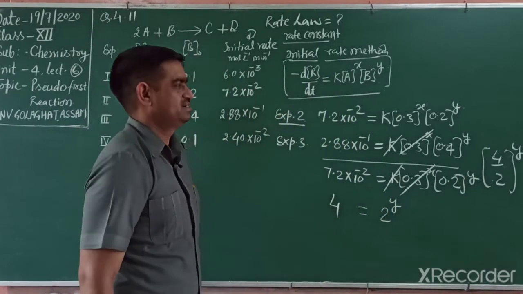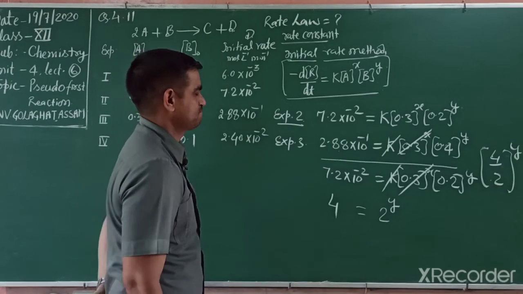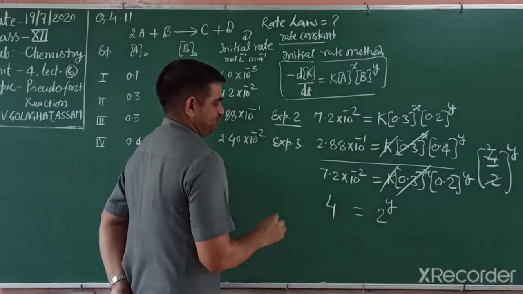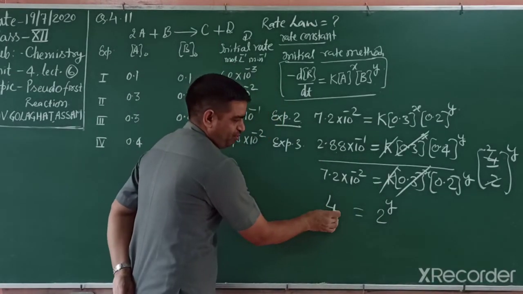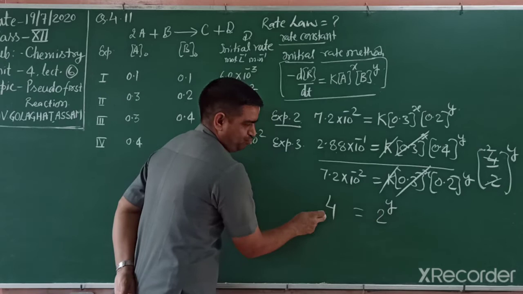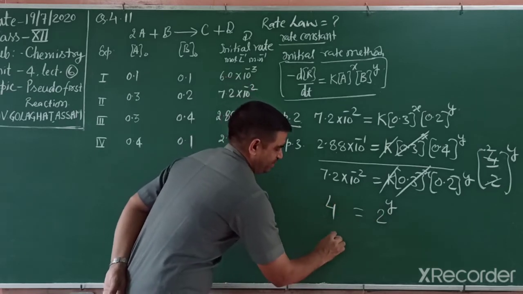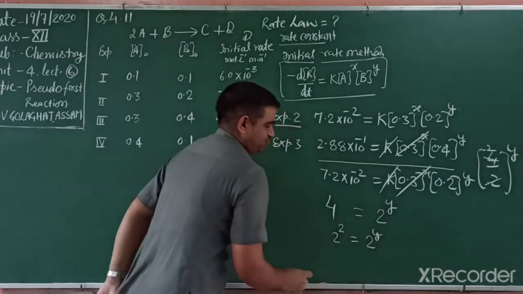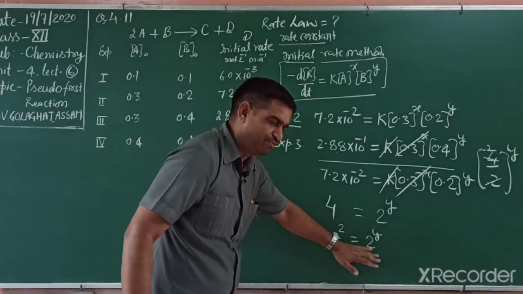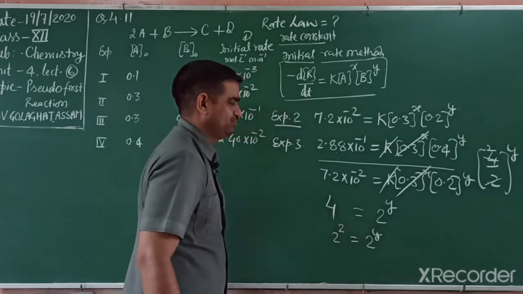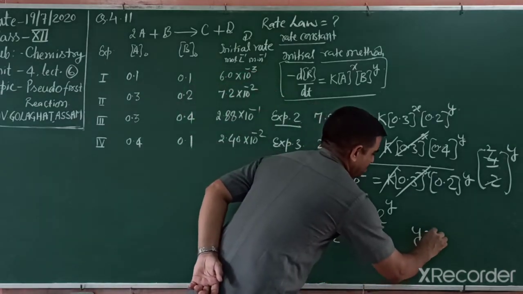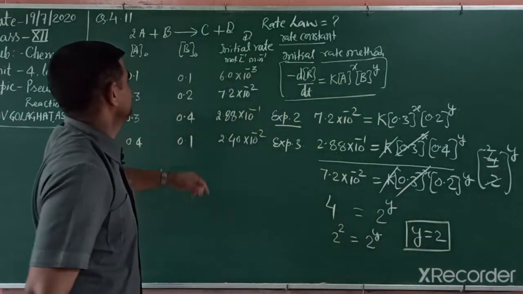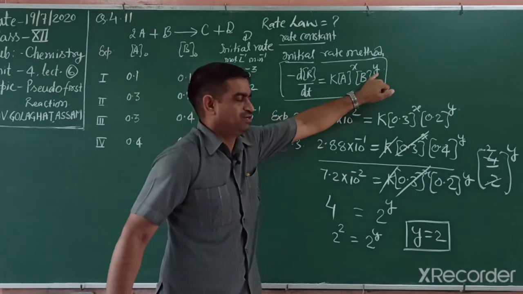So we can write 2 power y, because 2 twos are 4. How can we write this 4? The base is 2 and the power is 2. So 4 we can write as 2 power 2, equal to 2 power y. We know in mathematics, when the bases are equal, their powers are also equal. So we can write y is equal to 2. So with respect to B, it is second order kinetics.